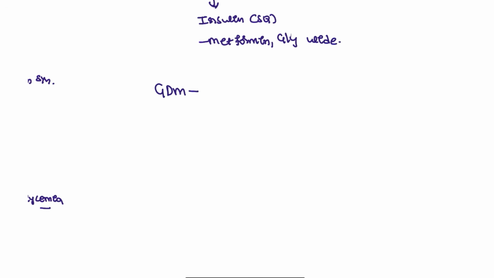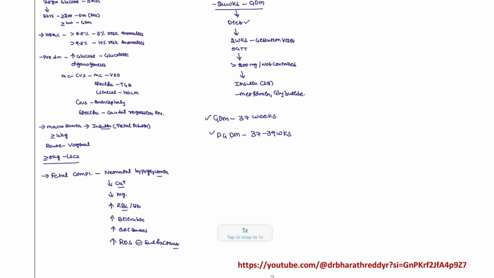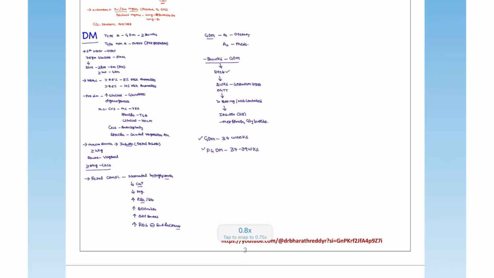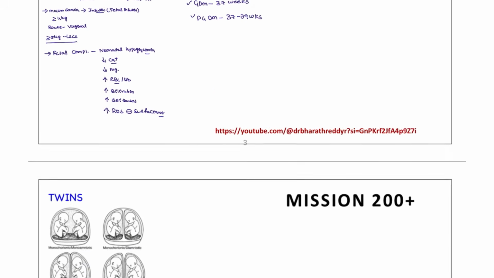And how about the delivery? The patients with GDM will be stable. The GDM can go until 37 weeks. It can go until 37 weeks. So as with pre-gestational diabetes mellitus also, 37 to 39 weeks. If there are no complications, we can proceed until this period. We can go for the delivery, right? So this is how we are going to treat patients with diabetes mellitus, and these are the important points that have been asked in previous examinations.